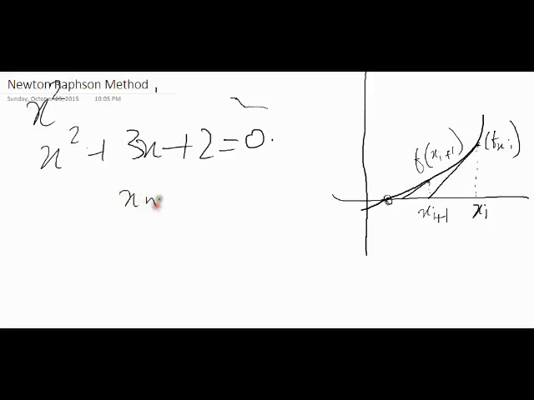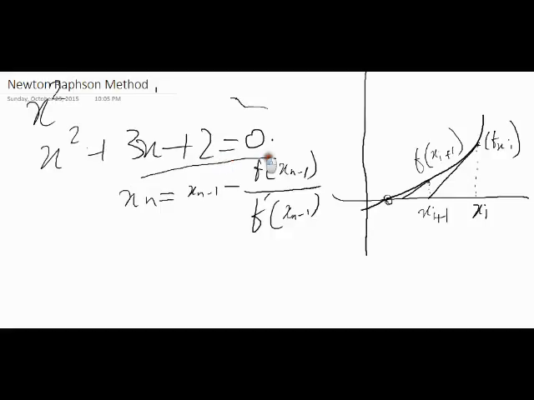Newton derived a relation like this: xn equals xn minus 1 minus f of xn minus 1 upon the derivative of the function at the xn minus 1 point. And this equation is a straight line equation. One can easily judge from its structure, or actually its derivative taken as 0.